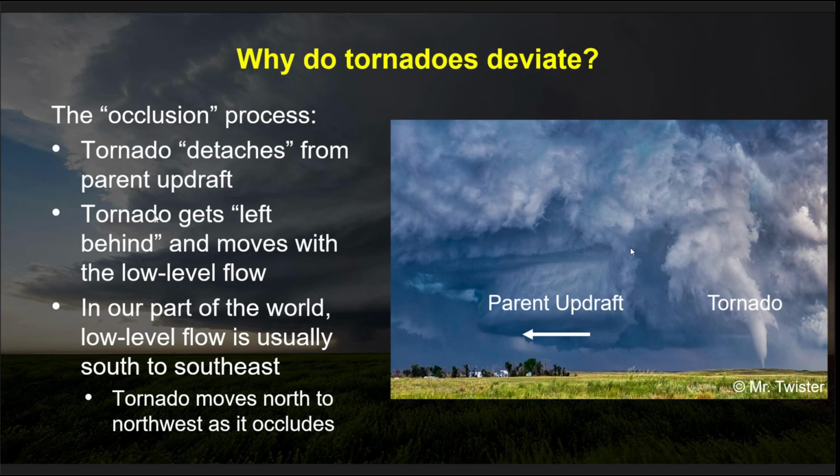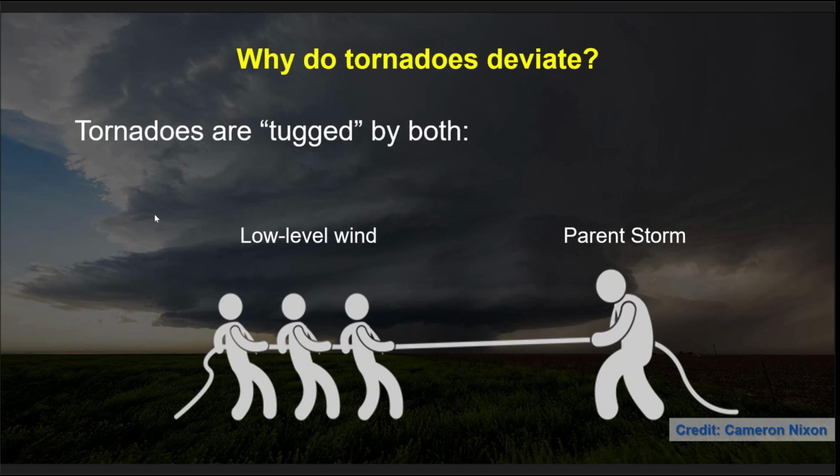So why do tornadoes deviate? Well, during the occlusion process, the tornado detaches from the parent updraft, and the tornado gets left behind and moves with the low-level flow. As I mentioned earlier, in our part of the world, low-level flow is usually from the south or southeast. So winds are coming from the south or southeast. Because of that, the tornado moves to the north or northwest as it occludes. So the tornado is essentially tugged or pulled by both the low-level winds and the parent storm.